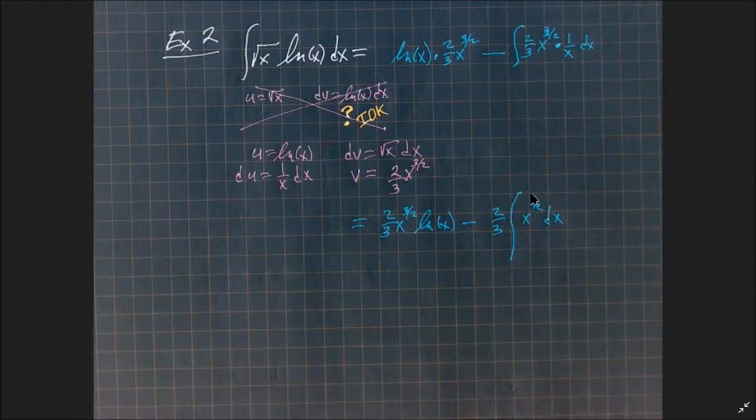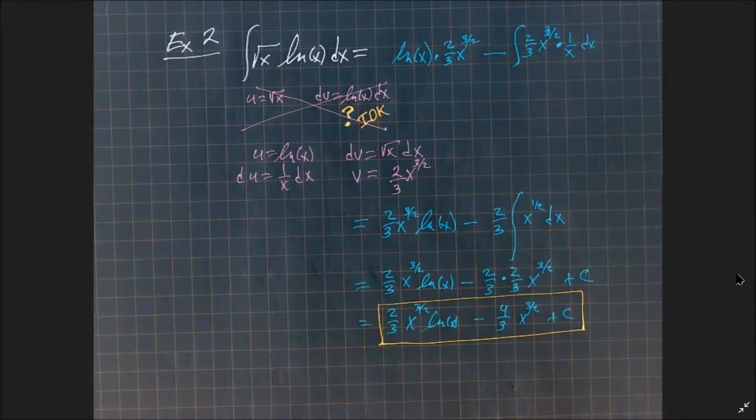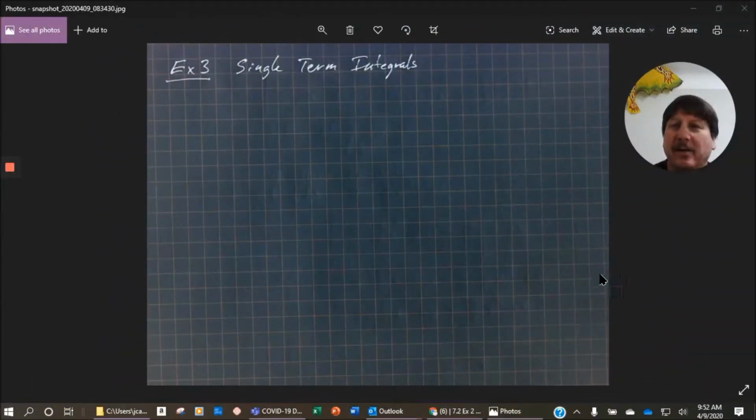And you'll notice our integral that is left over is the same one that we have already figured out. That doesn't always happen, but it often happens. So we'll go ahead and figure out that integral, and then simplify, and Bob's your uncle. You've got her done. And here we are with example 3, single term integrals.